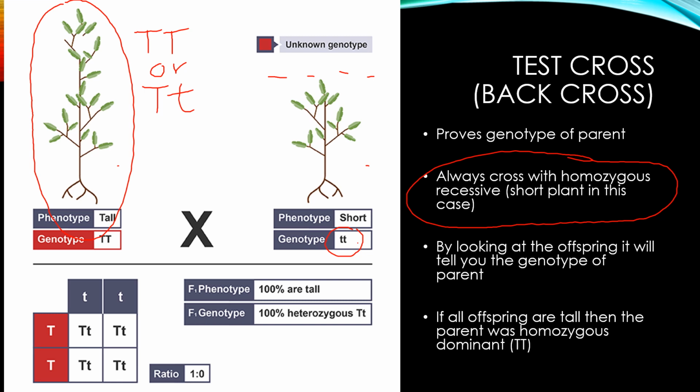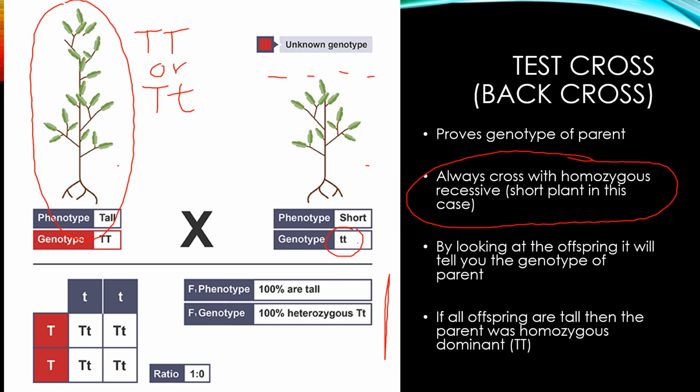So what we do is we cross them. We get some pollen from one, put it onto the stigma of the other, and allow them to reproduce. Then we look to see what offspring are produced. For this test cross, I'm going to show you two different slides. This is the first one, and on the next slide you'll see the other option.